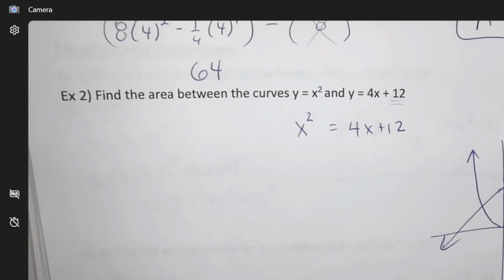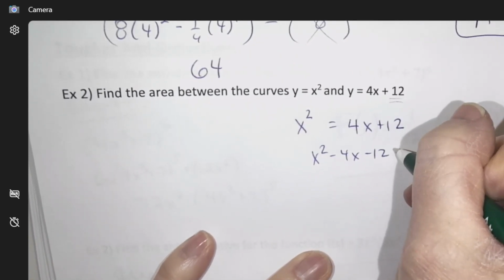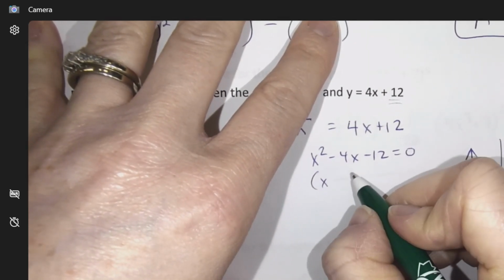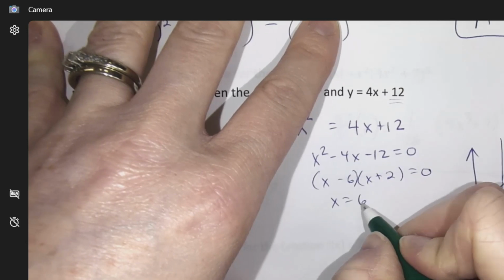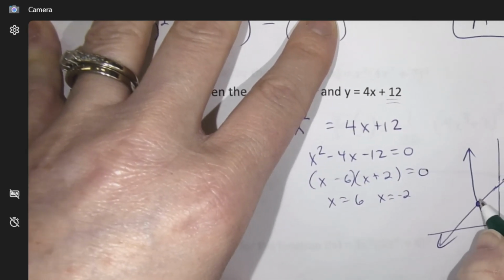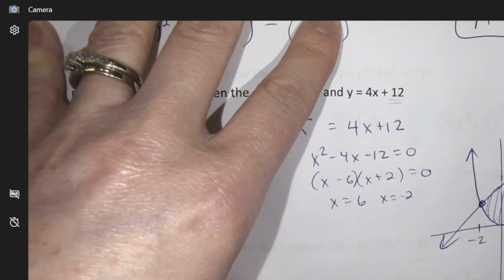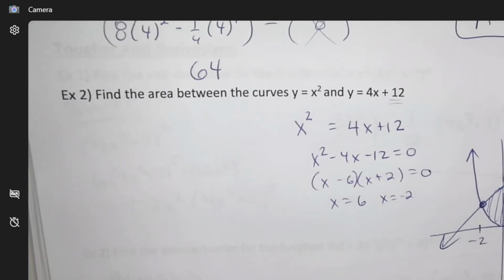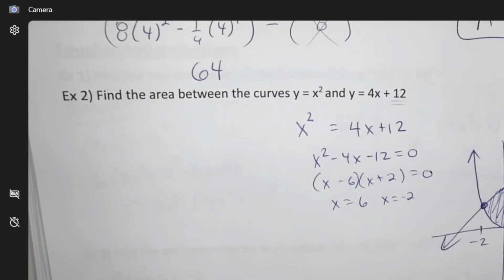Okay, if you have anything like this, you need to equal 0, right? We're pros at this. Simple trinomials. So that's what I'm doing, from -2 to 6. What's the area between these two graphs? Okay, does this make sense, what you're going to be doing?